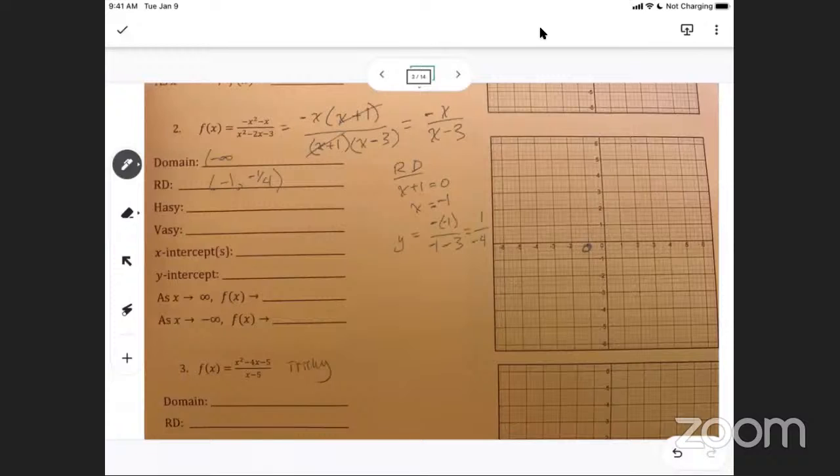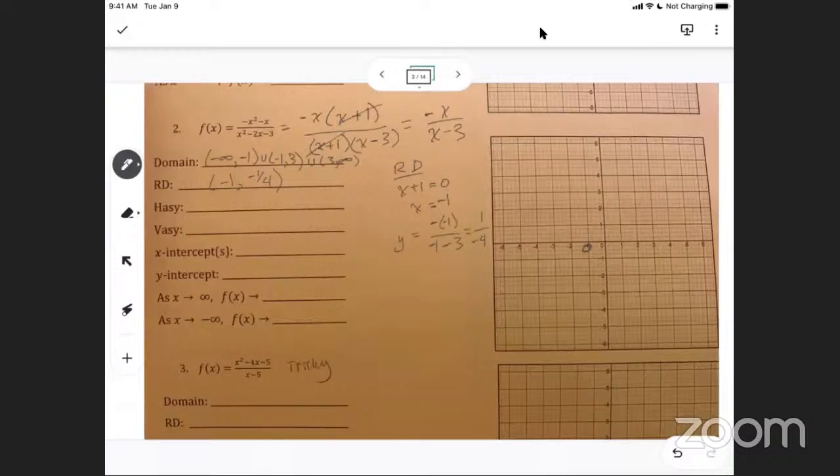Okay, so from -infinity to -1, union from -1 to 3, and then union from 3 to infinity. Did I do that right?